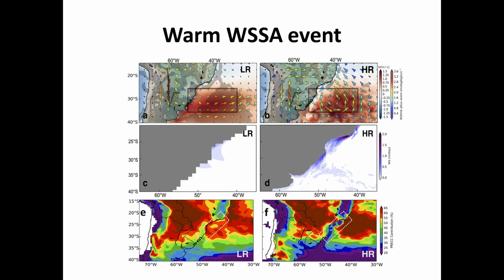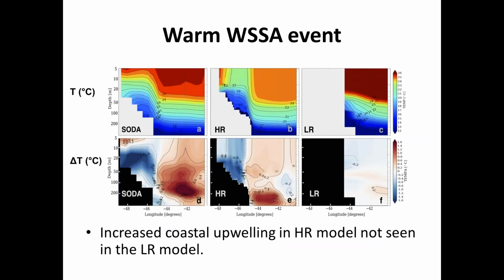So what it does is it cools the water along the shelf, and it makes it associate with this anticyclonic anomaly, which impacts the convective precipitation there, reducing it considerably. And this is interesting, that the upwelling occurs right on the shelf here.